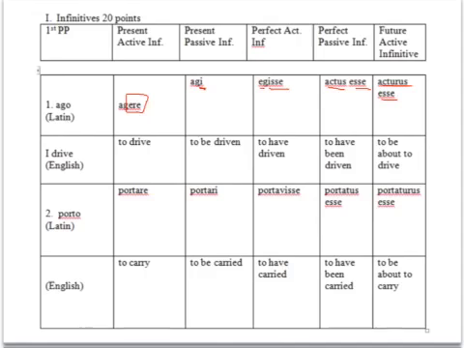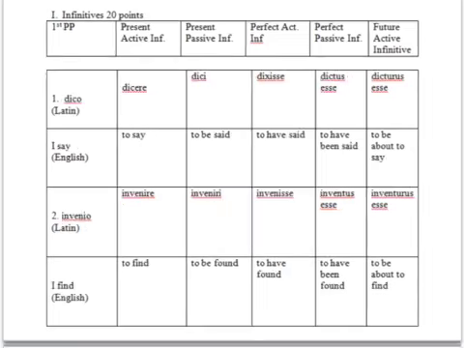The next one is porto, which is first, so it's the second principal part, portare, to carry. And since it's first, we only drop one letter, and it's portari, to be carried. Perfect active is the third principal part plus isse, to have carried. Perfect passive infinitive is fourth principal part plus esse, to have been carried. And then the future active is the fourth principal part plus, instead of us, urus, when making the future active infinitive, esse, to be about to carry.